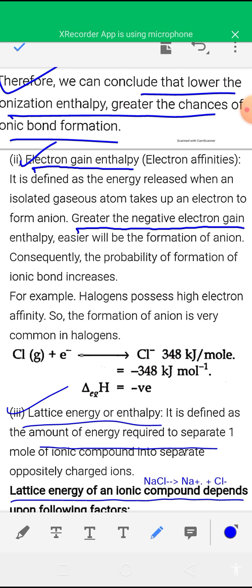So greater the negative electron gain enthalpy, easier will be the formation of anion. As a result, probability of formation of ionic bond increases. Okay, so non-metal should have very high value of negative electron gain enthalpy.